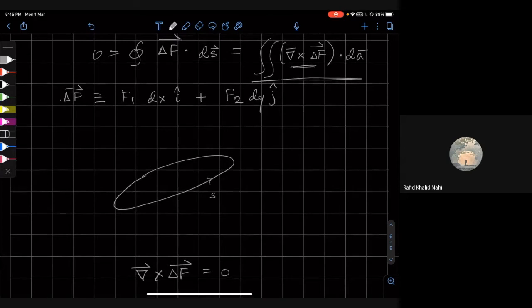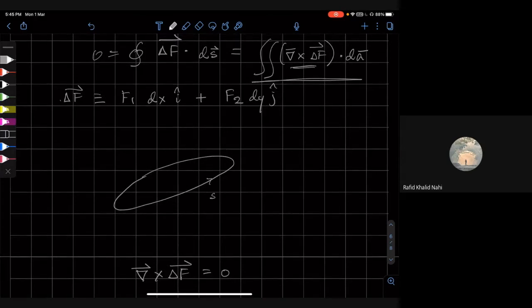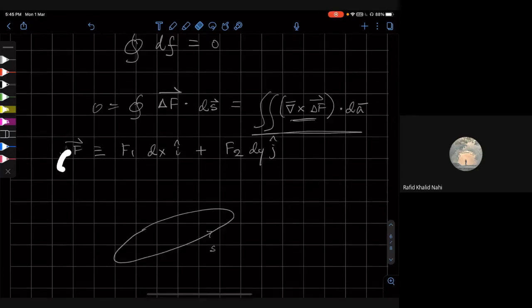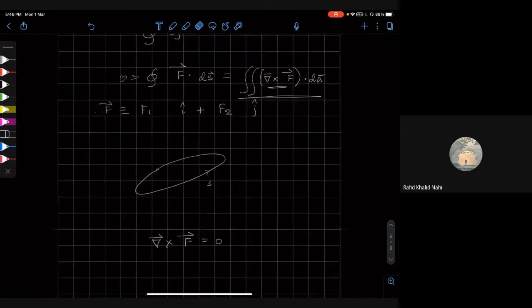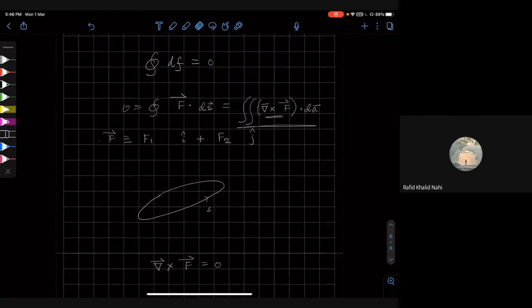Okay. Sorry, I made a mistake here. This should be f, and there shouldn't be these things. Okay. Is that clear? Why we have this? We're just using Stoke's theorem here. Let me write that down. So here, this equality comes from Stoke's theorem.